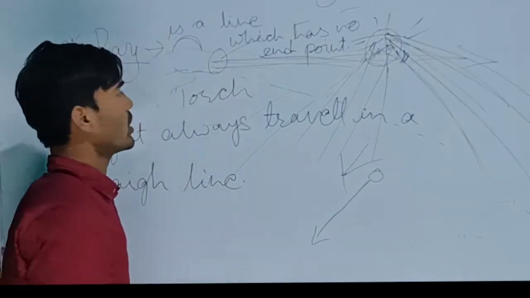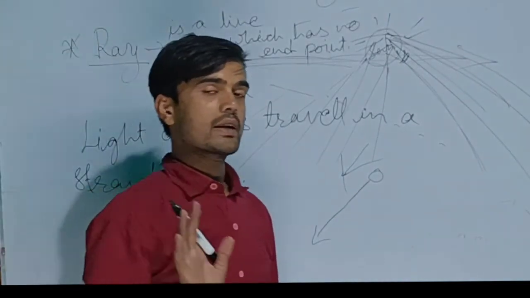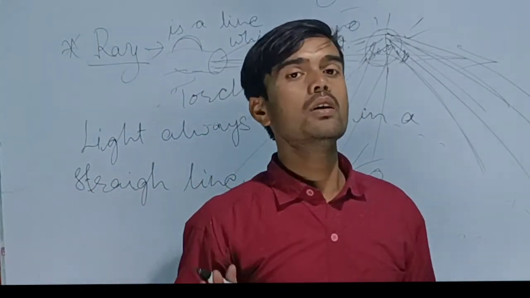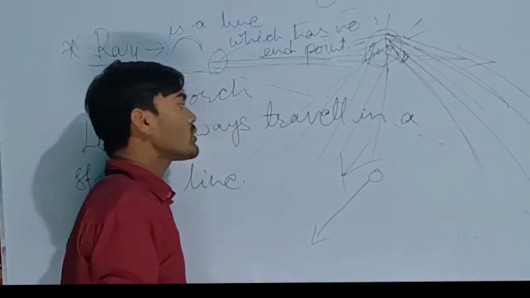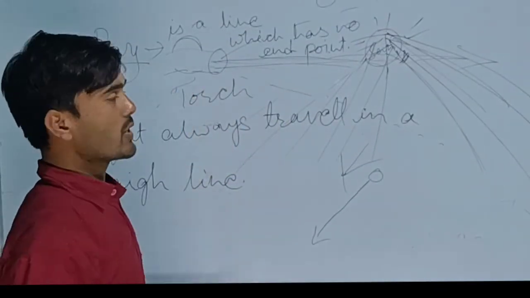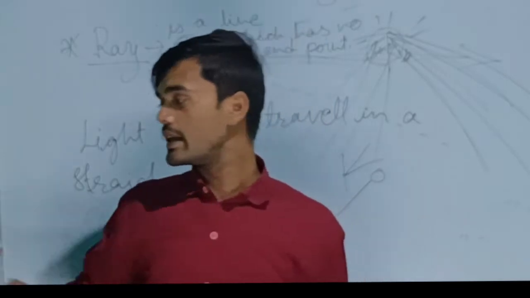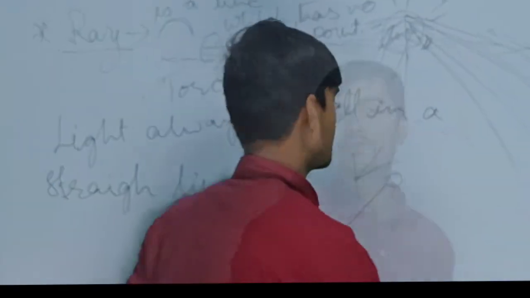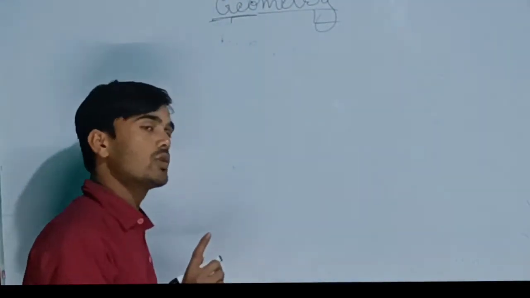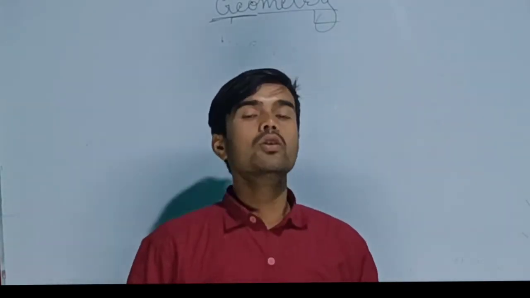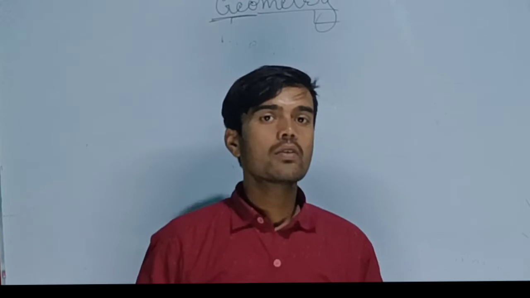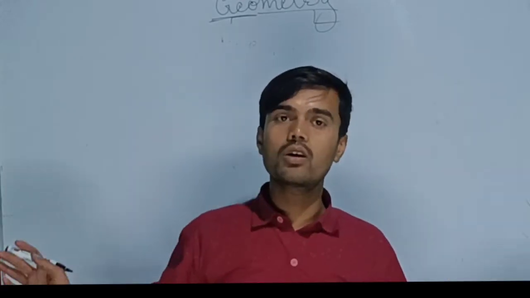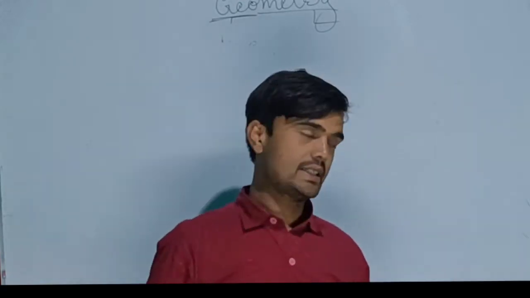Light coming from the sun is an example of a ray. Okay, now the next thing to explain is lines. As I told you, a line starts from one point and goes on and on in both sides.